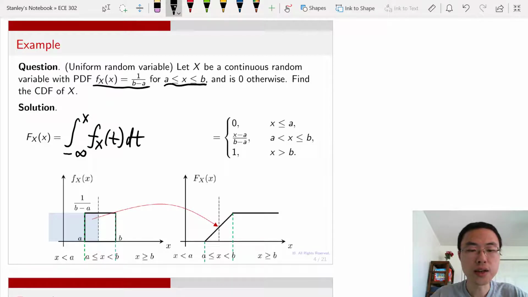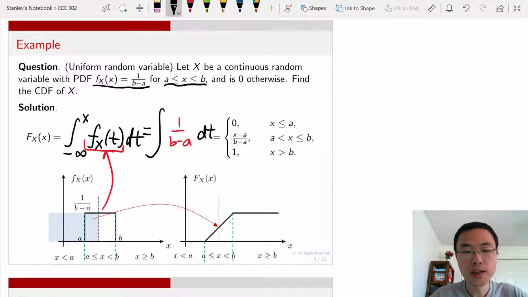So how do we evaluate this integration? According to this picture, we want to substitute this f_X(t) by 1 over b minus a, and then we want to integrate this function with respect to t. Now there's no t in this function, because the PDF is constant. Then we want to worry about the upper and lower limit of this integration. You're not just integrating from minus infinity to x, you're integrating from a all the way to x.